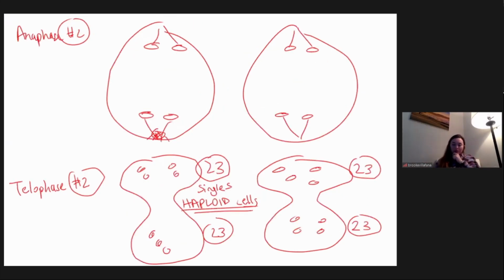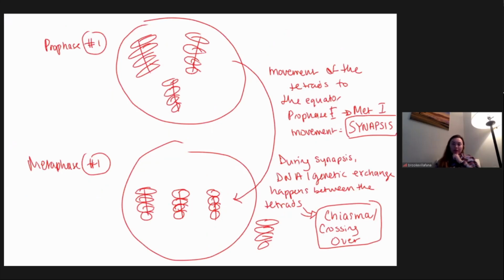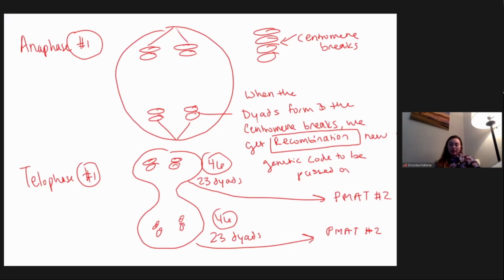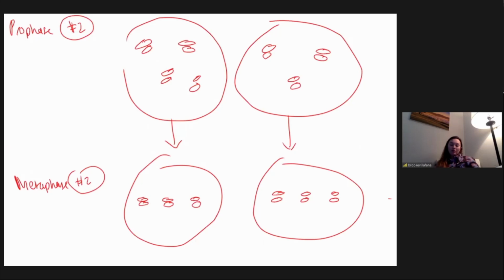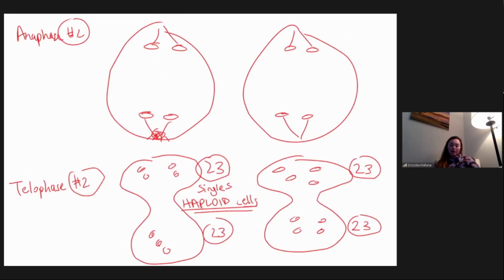So again, we start out kind of at random with tetrads. We move to the equator, which is called synapsis, at which time the genetic information is being exchanged. Then we pull those apart into dyads, and that's called recombination. And then those move on into prophase, metaphase, anaphase, telophase number 2, or meiosis 2, when we actually get prophase 2, metaphase 2, and then they pull apart right here individually and then become 4 haploid cells in telophase 2.